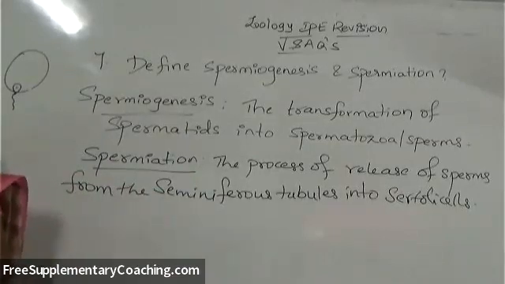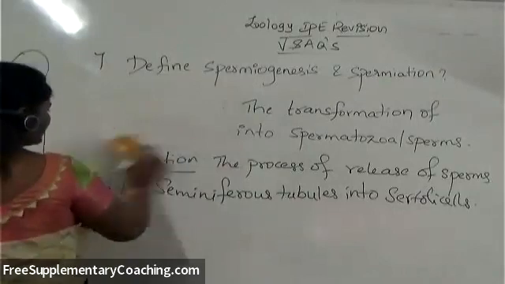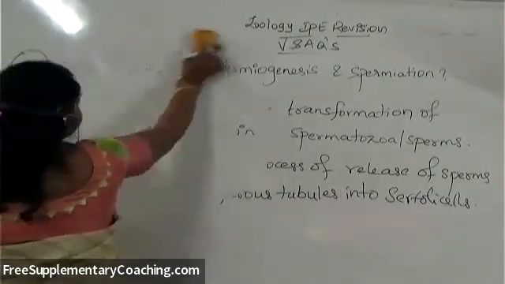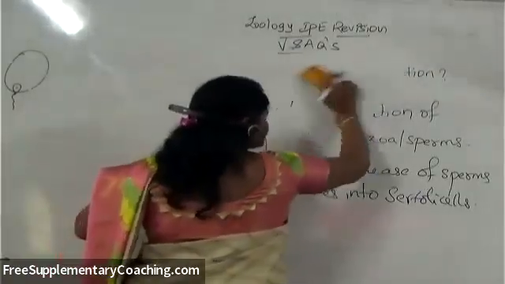So you should write the definitions for spermiogenesis and spermiation. Spermiogenesis, the process of transformation of spermatids into sperms, and spermiation, the process of release of sperms out of the seminiferous tubules. The next question, define amniocentesis.